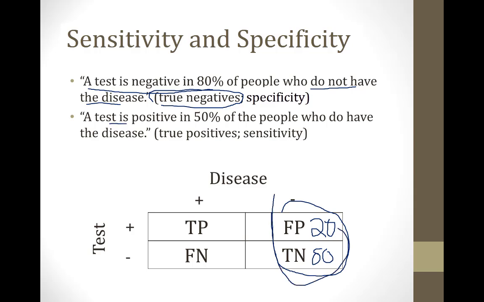You may also see a test is positive in 50% of the people who do have the disease. They're describing the true positives, so that means that 50% is the number that goes over here, and that means that the false negatives must be 50%. And from these two numbers, you could calculate the sensitivity.